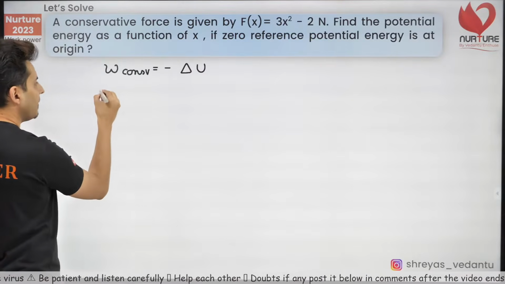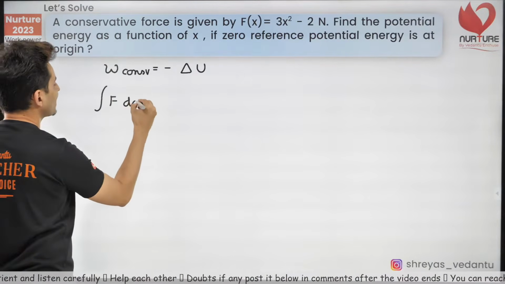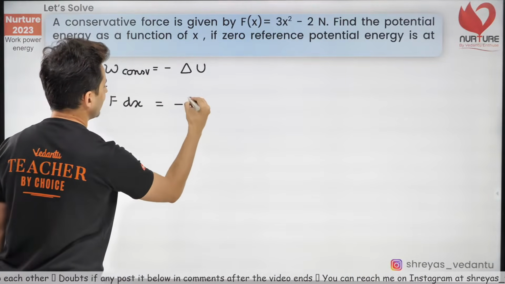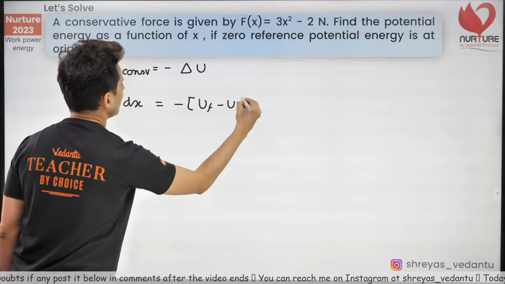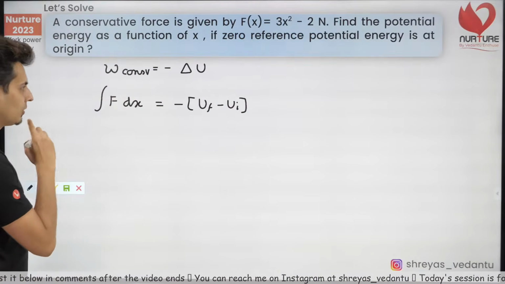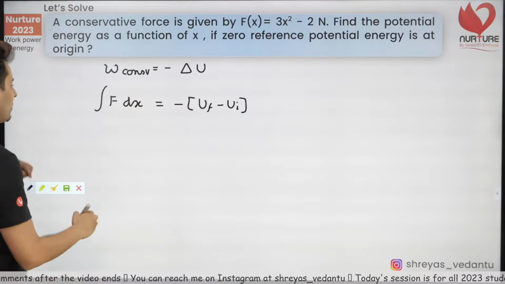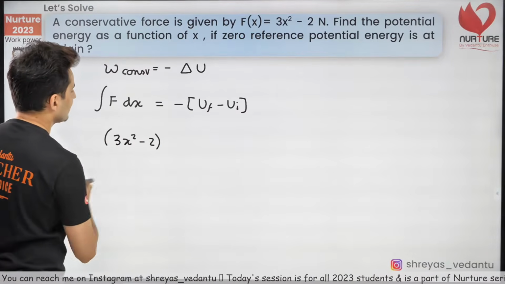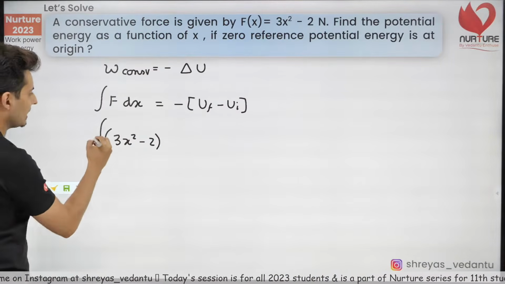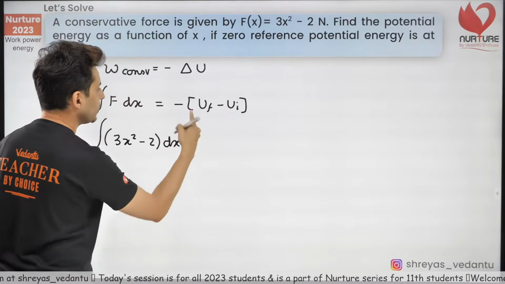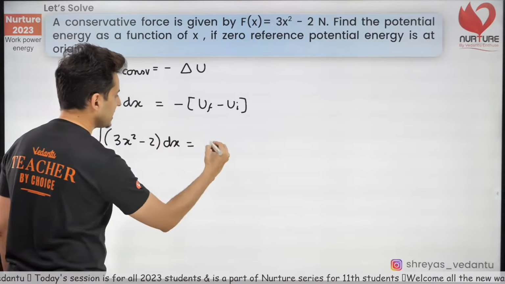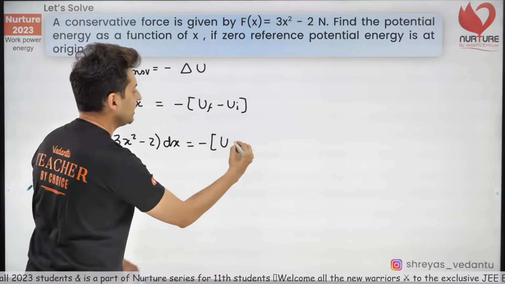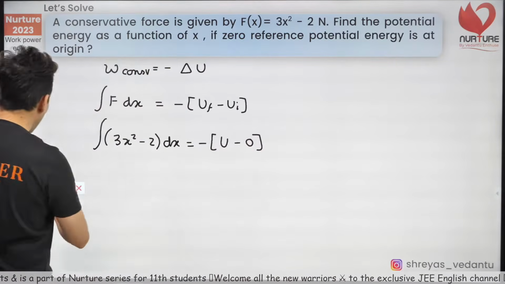So what is the work done? Work done is the integral of force with respect to displacement, and that is minus delta U, which is nothing but final minus initial potential energy. Now I know what to do. Just substitute the value of force, which is 3x square minus 2. So the integral of 3x square minus 2 dx is equal to final minus initial potential energy. I'll put U for final and 0 for initial potential energy.